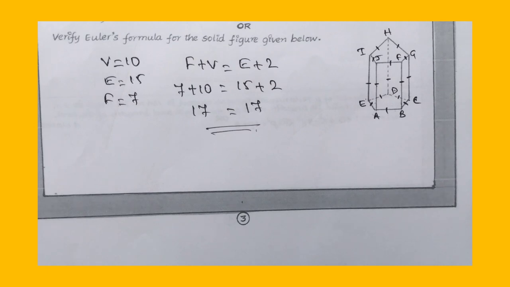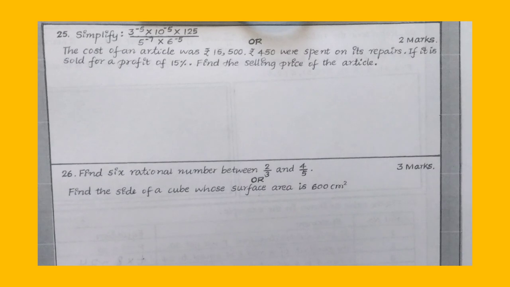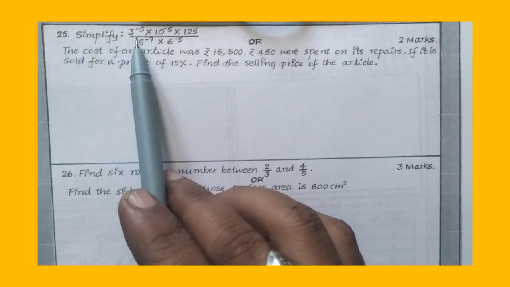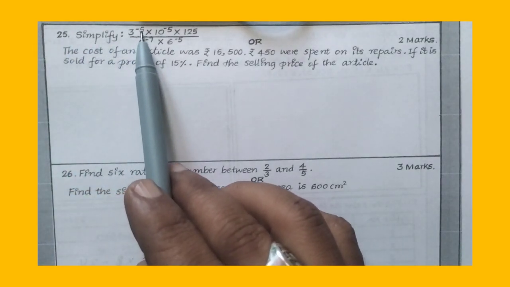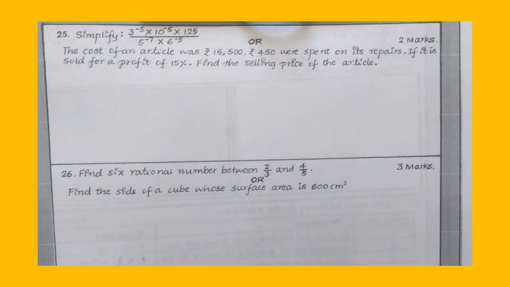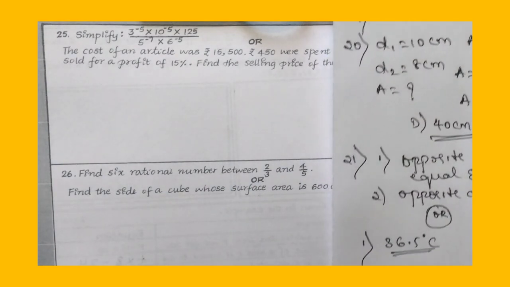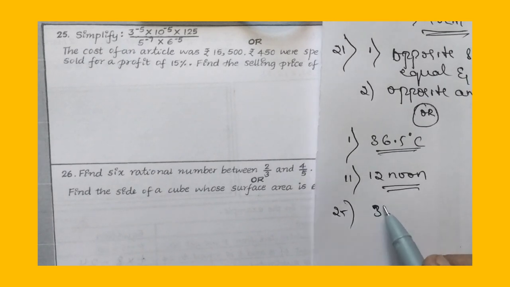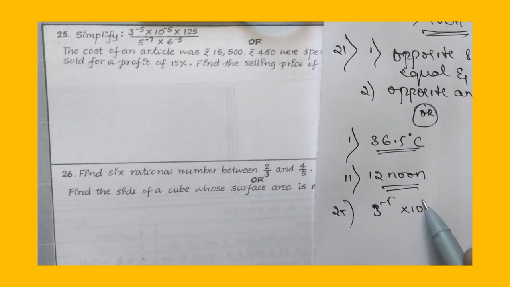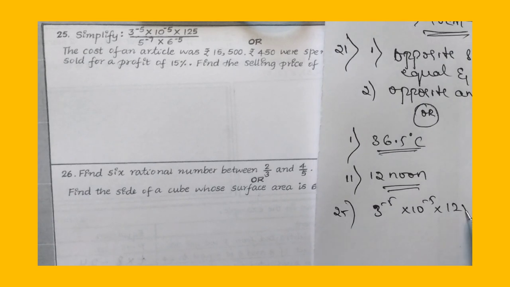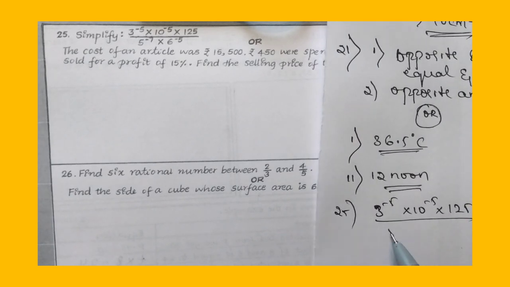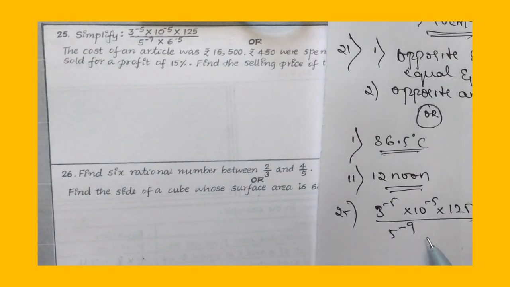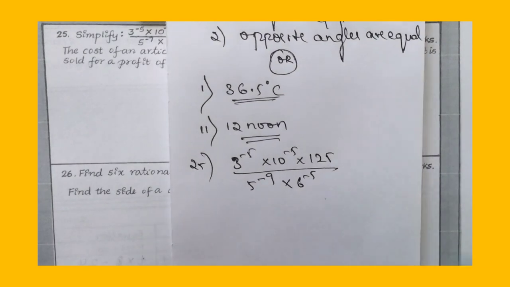So now let us move to the 25th question. The 25th question is: simplify 3 to the power of minus 5 into 10 to the power of minus 5 into 125, divided by 5 to the power of minus 9 into 6 to the power of minus 5. So now let us simplify it.